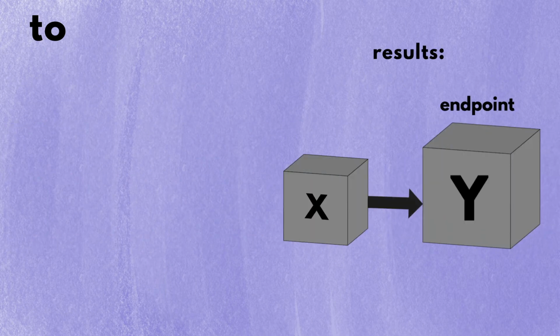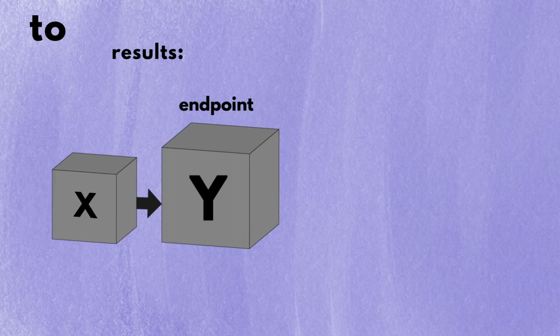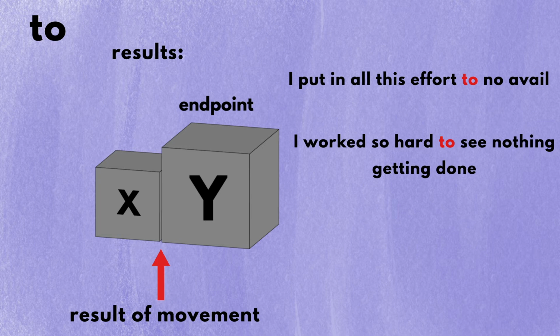The last meaning of "to" refers to results. It makes sense because reaching the endpoint of a path is the final result of a movement. Hence, you see expressions such as "I put in all this effort to no avail," or "I worked so hard to see nothing getting done," or "I am bored to death."